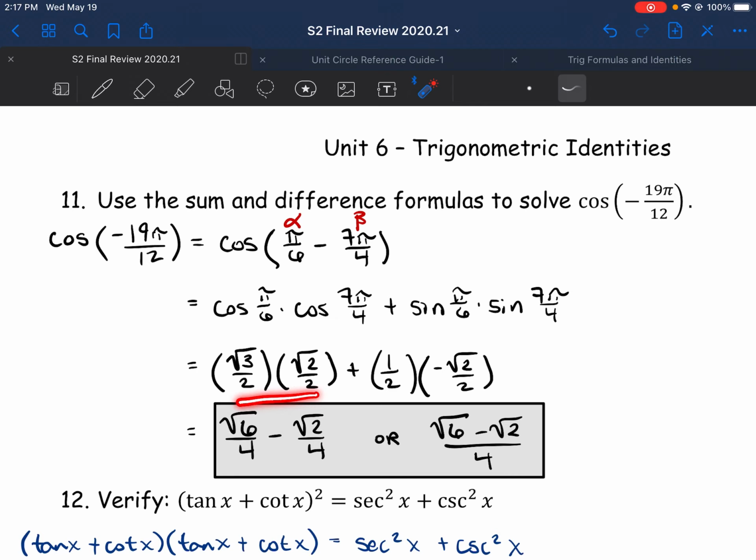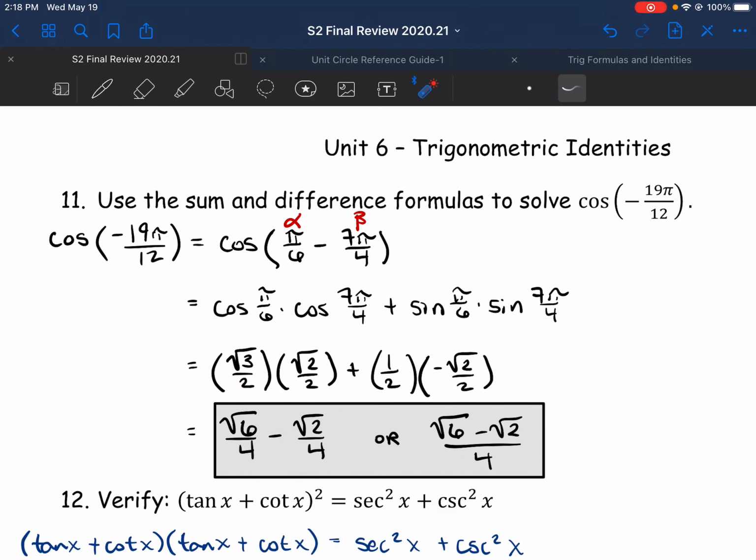So square root of 3 over 2 times square root of 2 over 2. When you multiply square roots, you multiply the numbers underneath the square roots and you keep the square root there. So root 3 times root 2, that's root 6. And of course, in the denominators, we multiply those together. 2 times 2 gives us 4. Over here, 1 times negative square root of 2 in the numerator, we just get negative square root of 2. Then of course, 2 times 2, we get 4.